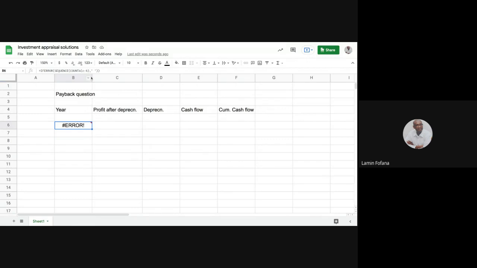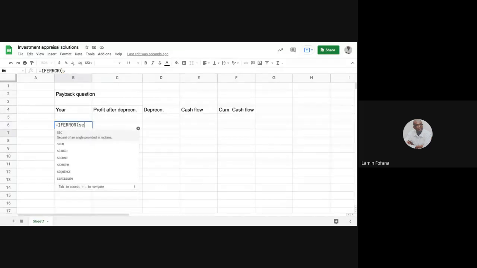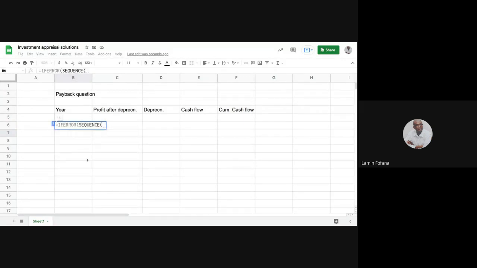So it's displaying an error. So let me just do that again. So we say equals IF ERROR in SEQUENCE. Okay, COUNTA. Okay, COUNTA from C6, isn't it? C6 all the way to C.